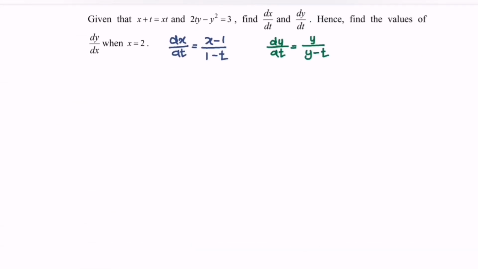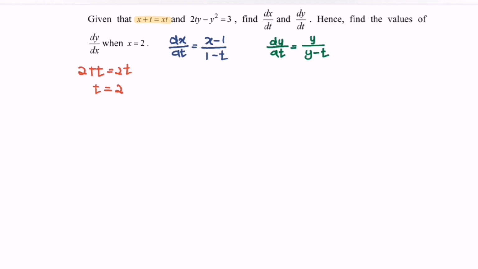So now we are going to answer the second part. Hence, find the values of dy/dx when x is equals to 2. In here, we are going to find the value of y and t. Given that x is equals to 2, we are going to substitute the value into this equation. So we have 2 plus t equals to 2t. So t will be equals to 2.